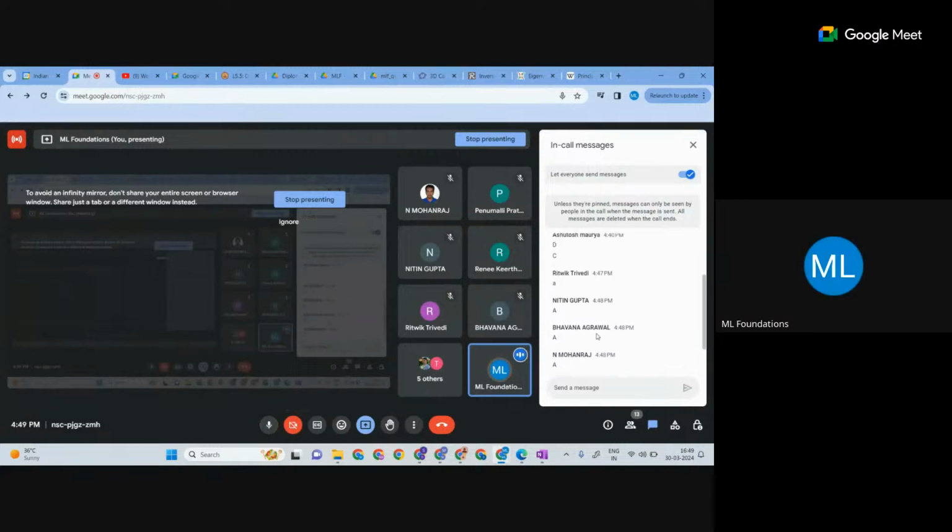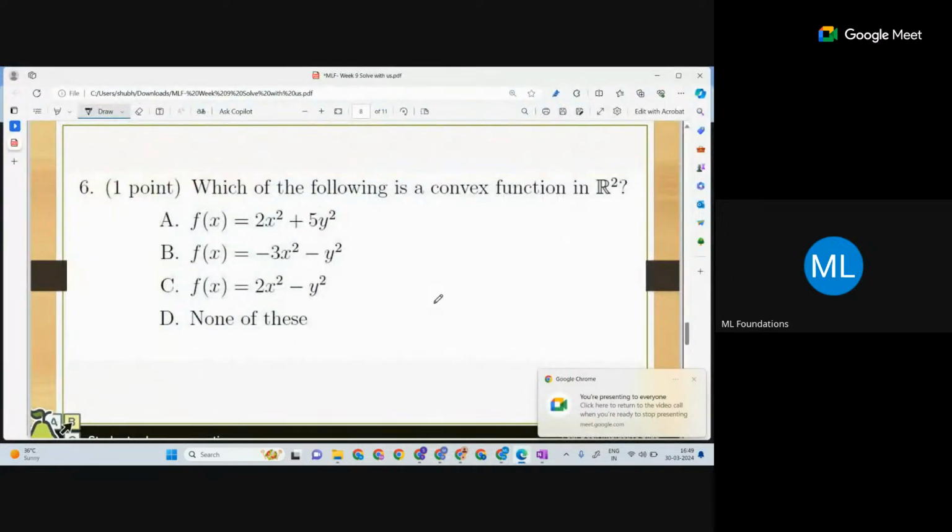Okay, many of you have A, just A. So how could this problem be solved? We find it through the Hessian matrix. If a function is twice differentiable and we want to check whether the function is convex or not, we go with the Hessian. The Hessian matrix should be positive definite, and when it is positive definite, the eigenvalues should be positive.